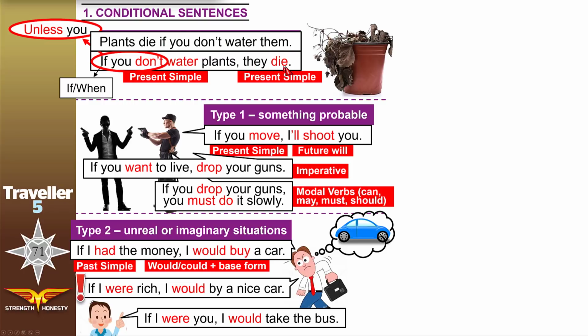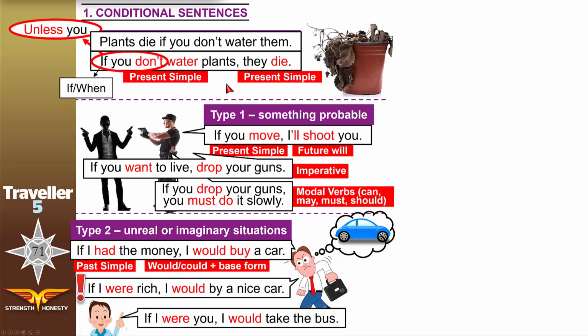If you start with the main clause, you don't use a comma. Plants die, no comma. You can say, I'll shoot you if you move, with no comma. If you start with if, look, we always use a comma after the if clause. See? Comma, always. But if you start with this, I would buy a nice car if I were rich, you don't need a comma.